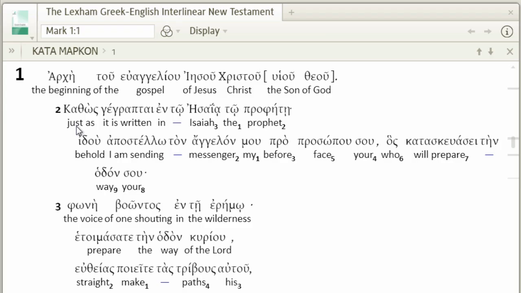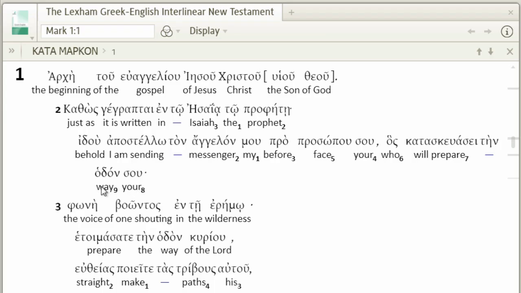So for example, just as it is written in the prophet Isaiah. Now how about the next line? Behold, I am sending my messenger before your face, who will prepare your way.